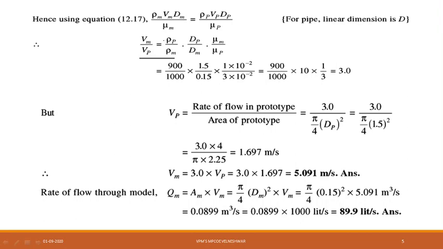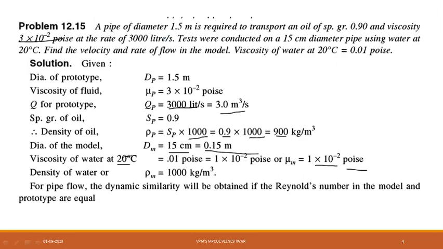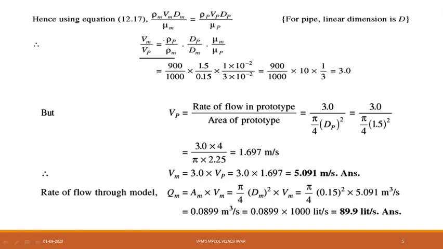Velocity is unknown value for us now. He has not given any velocity. Find the velocity. That's why I am taking velocity separate. Vm by Vp is equal to rho p by rho m into dp by dm into mu m by mu p. If you see entire, is there any unit here? No unit is there. For this reason, I have not converted from poise to Newton second per meter square.